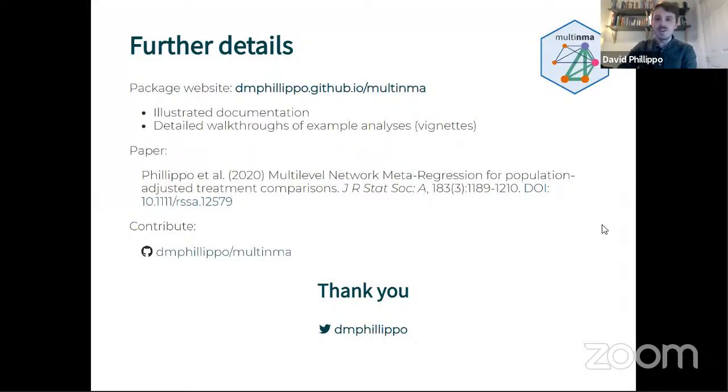If you'd like to find out more, you can visit the package website, which includes illustrated documentation and detailed walkthroughs of lots of example analyses. If you'd like to find out more about multi-level network meta-regression, you can read our paper, which was recently published in JRSSA last year. And if you'd like to contribute in any way, please get in touch on GitHub. Thank you very much.